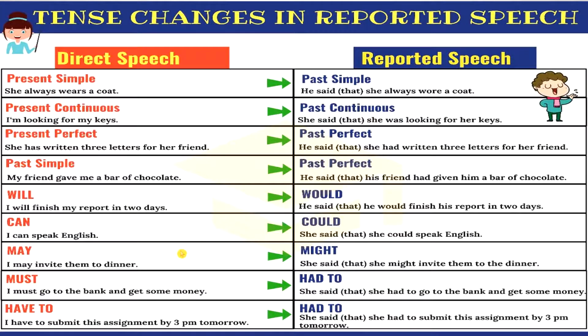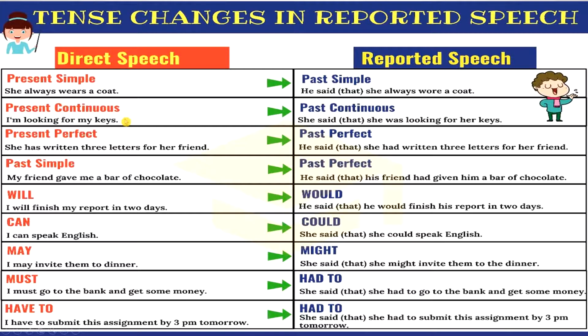So this is for a direct speech, the tenses that we have in direct speech, and these are the tenses that we have in reported speech. So if the verb is in the present simple, for example, she always wears a coat, in the past we use the past, where we wore a coat. So we change the verb. As you notice, the verb is between brackets, so it means we can omit it. It's not always we can omit it, but usually we can.